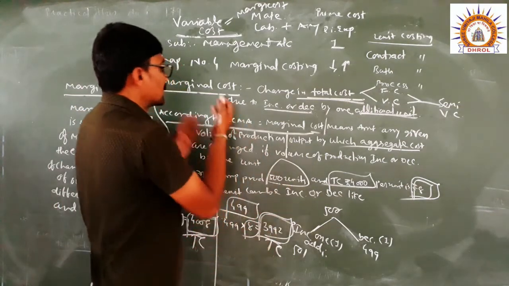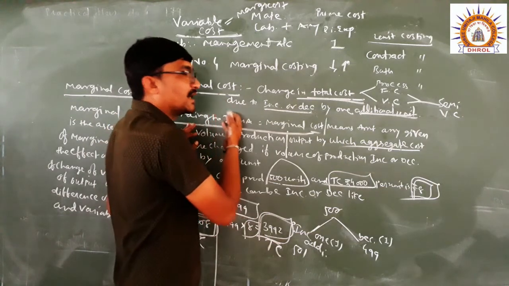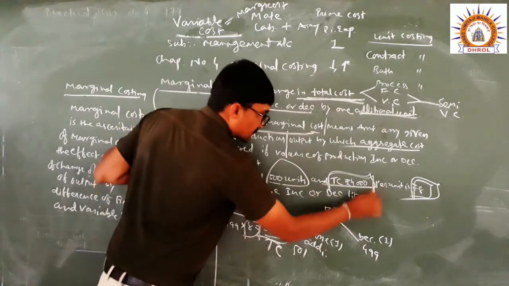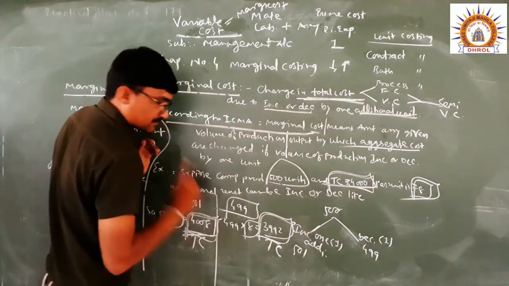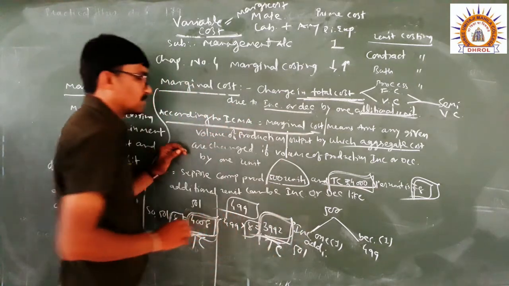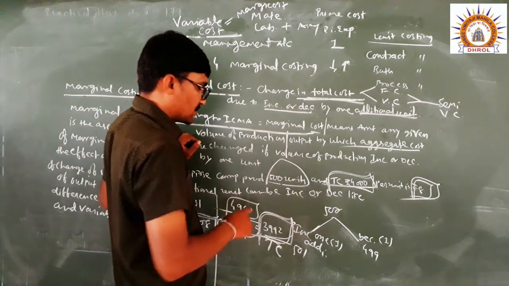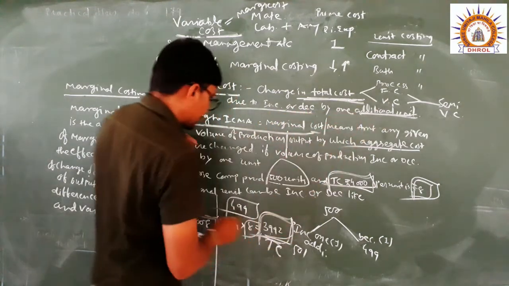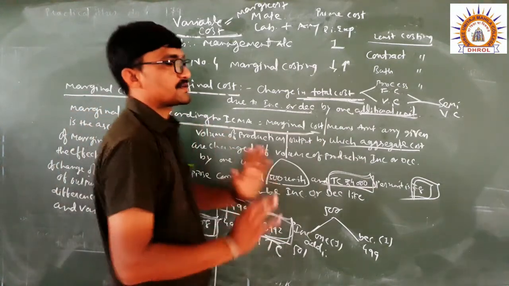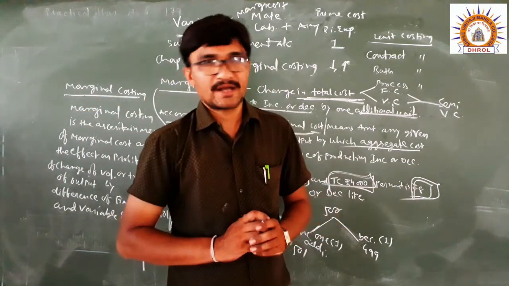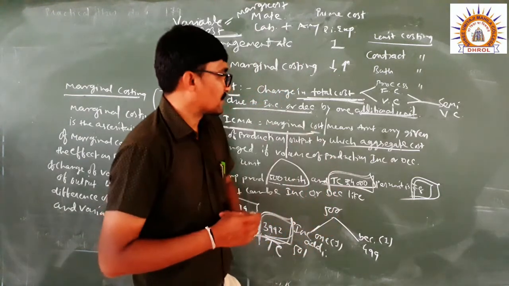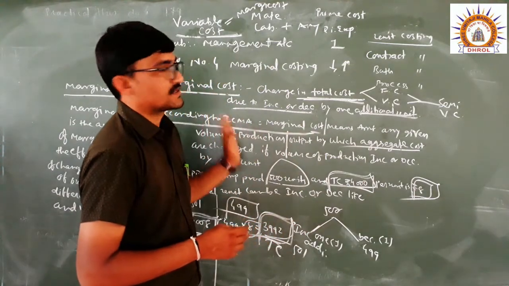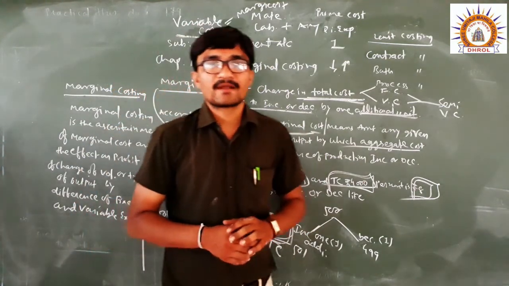It means marginal cost is the change in total cost. Here the total cost is 4000, here the total cost is 4008, and here the total cost declines to 3992 due to the increase or decrease by an additional 1 unit. So this is the concept of marginal cost. I hope you understood this concept of marginal cost and marginal costing, right?